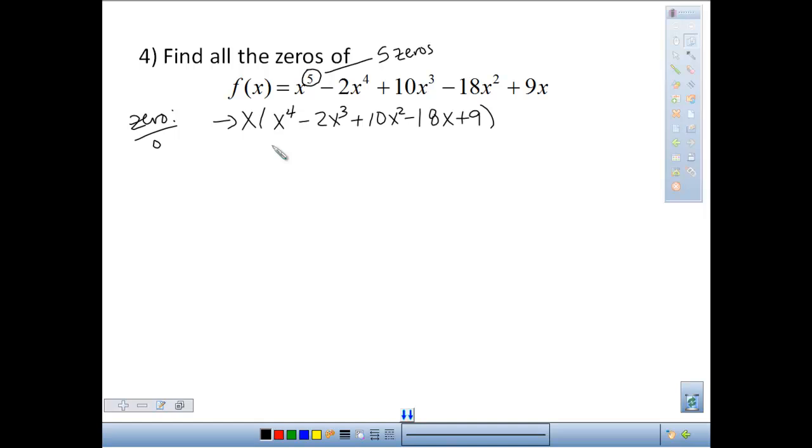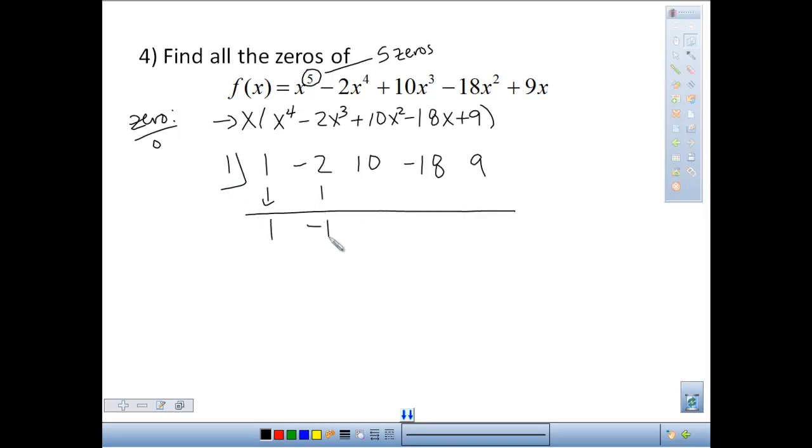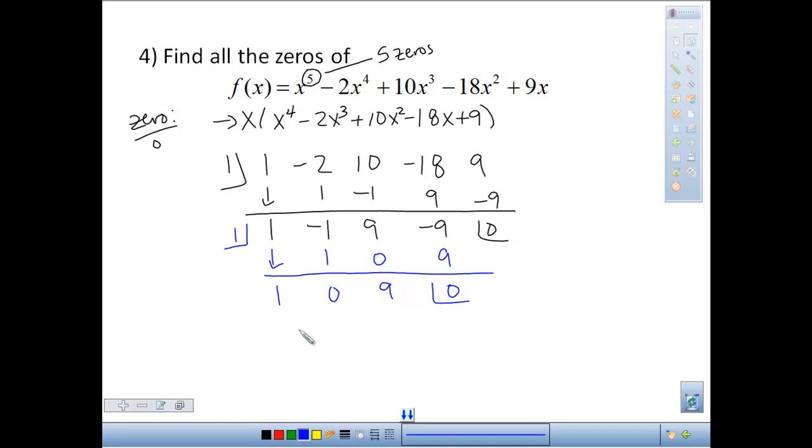Alright, so let's take what we have left over, and we know that one of our zeros was 1. So let's do our synthetic division. We know that we're going to need to do it twice because we know at minimal it's going to be an even multiplicity of 2. Okay, and let's go ahead and do our second one. Alright, so what's left over, it looks like, is x squared plus 9.